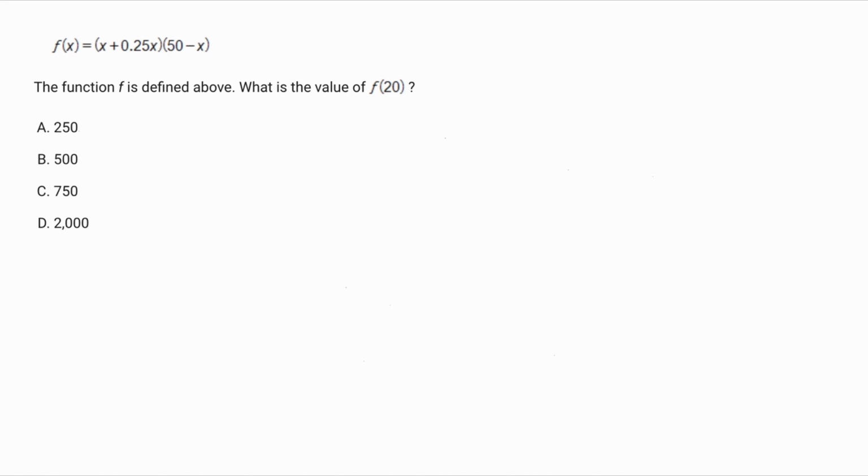So f of x is equal to (x plus 0.25x) multiplied by (50 minus x). The function f is defined above. What is the value of f of 20? So to find the value of f of 20, all we have to do is substitute our x value to be equal to 20 in the above equation. So let's write our given equation. We have f of x which is equal to (x plus 0.25x) multiplied by (50 minus x). So let's substitute our x value.